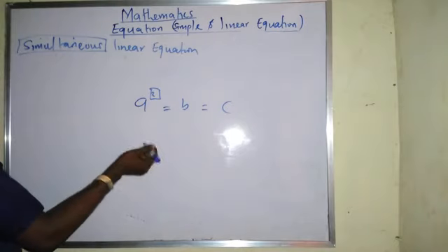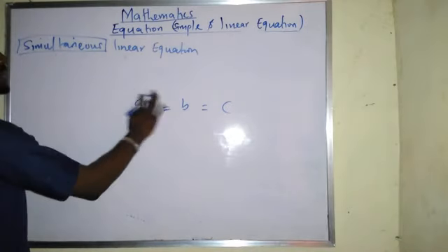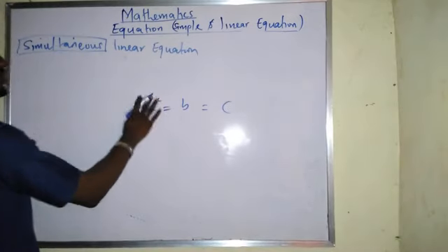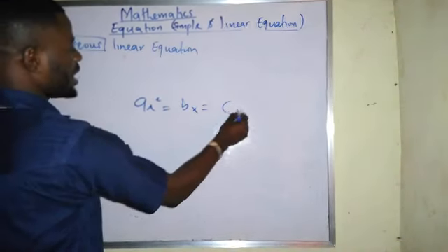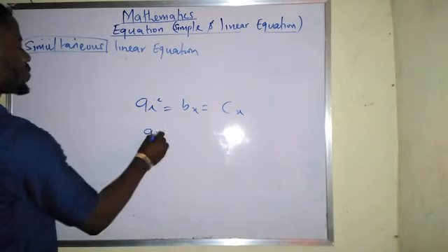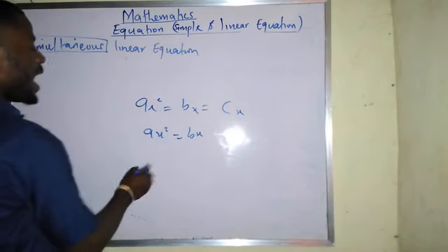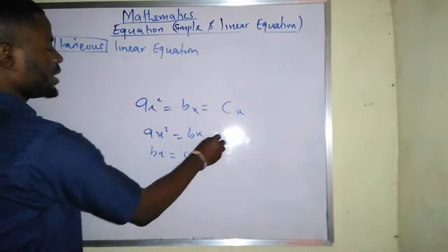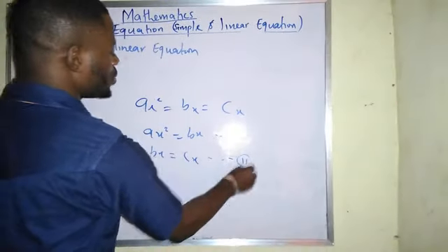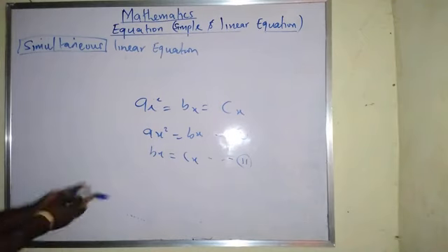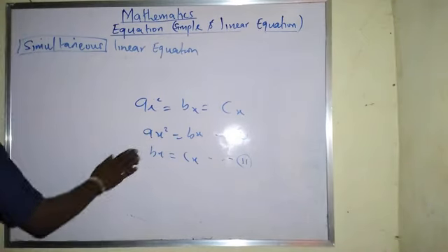They are both variables. Let me attach x to it: ax squared, bx, and cx. At this point, it turns to a simultaneous equation, which is ax squared equals bx, and bx equals cx. Equation 1, equation 2. I can now continue and start solving my simultaneous equation, but I'm not there. I'm just trying to define simultaneous equation.